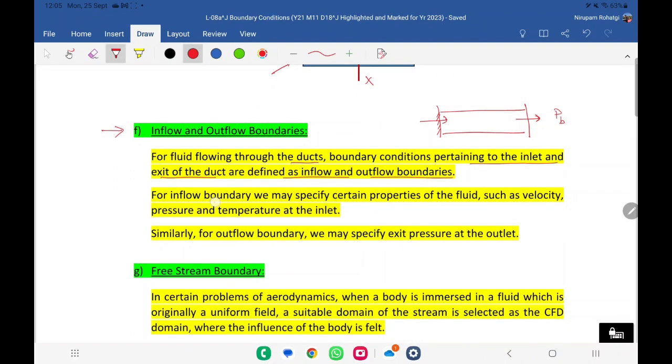At the inlet boundaries, we may specify certain properties of the fluid such as velocity, pressure, temperature. You have to tell what the velocity is, what the temperature is, because all these things are important. These you don't know. Your job starts after the inlet. The CFD starts after the inlet. Your domain starts from the inlet. So you have to decide what is coming at the inlet.